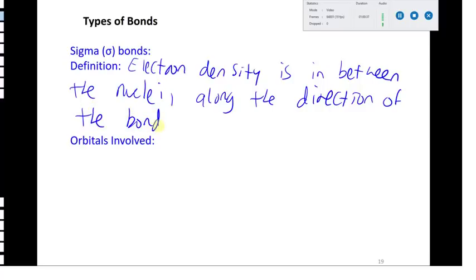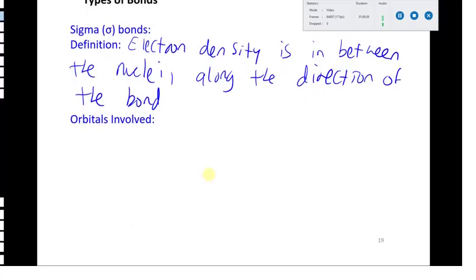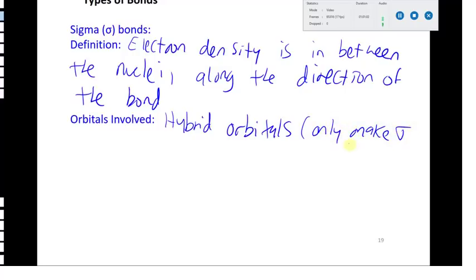All right, and so when you have sigma bonds, then there's basically the types of orbitals that are involved. So what overlaps to make sigma bonds? You're going to have either hybrid orbitals, which are very often involved in making sigma bonds. One thing I should point out is that hybrid orbitals, they only make sigma bonds. We're going to talk about one other type of bond as well. And so if you have hybrid orbitals, those orbitals will only make sigma bonds. Sometimes hybrid orbitals also include the lone pairs in them, or usually they do, but they don't make the other type of bond. They only make sigma bonds. And sometimes you can have regular atomic orbitals.